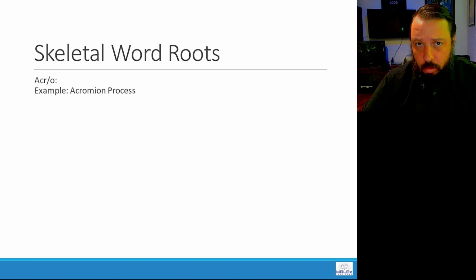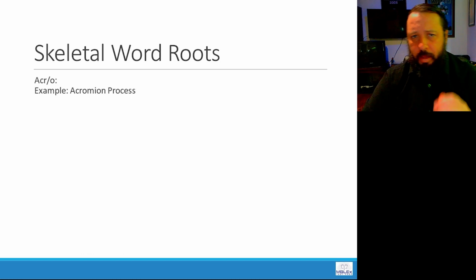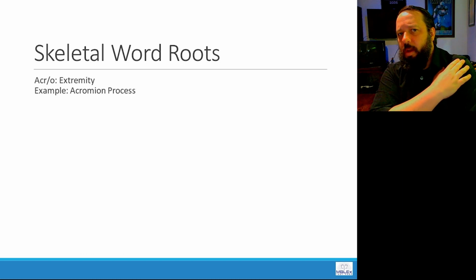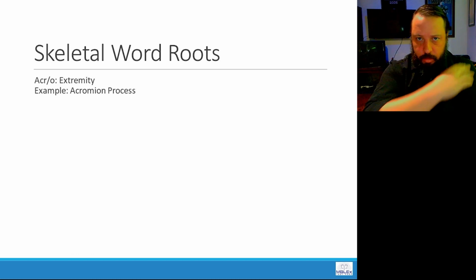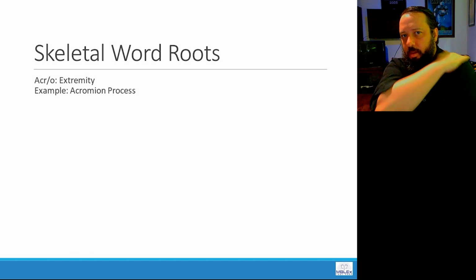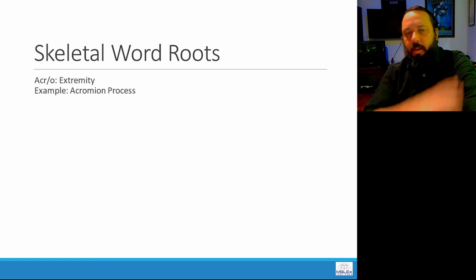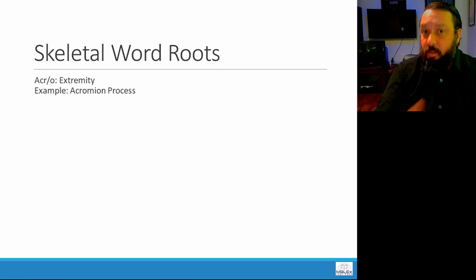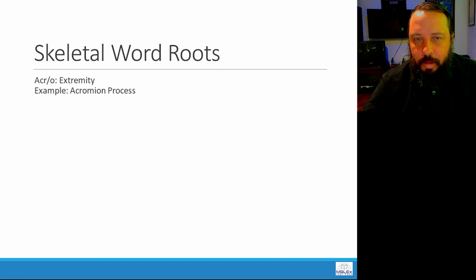Now, acro with the acromion process is specifically referencing the upper limb. Okay, so acro means extremity. So that's where the extremity begins, right? So it comes over to the scapula, that's the point of the shoulder, and then from there on is the extremities. So acro, the acromion process, you can remember that by thinking, well, that's where the extremity begins, right? Acromion process, acro, extremity.